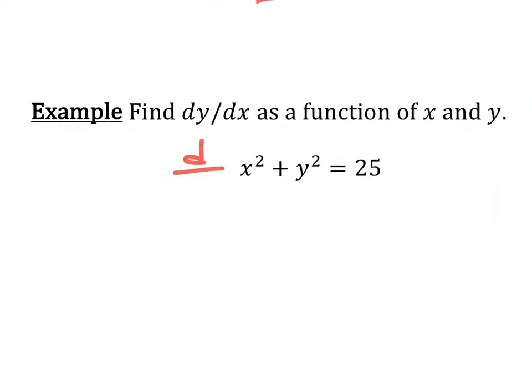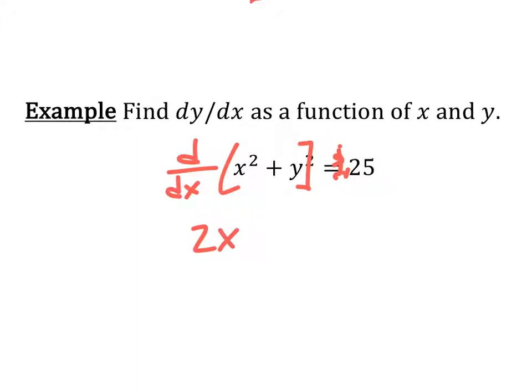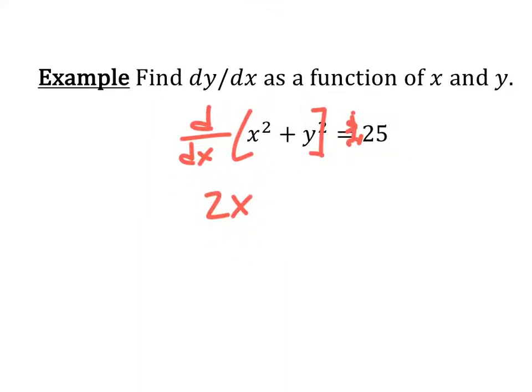Let's try a few here. d dx of both sides. Take the derivative of both sides. And this is just a circle, by the way. So we're finding the derivative of a circle. Let's take our derivative here. The derivative of x squared is just 2x. Now the derivative of y squared.